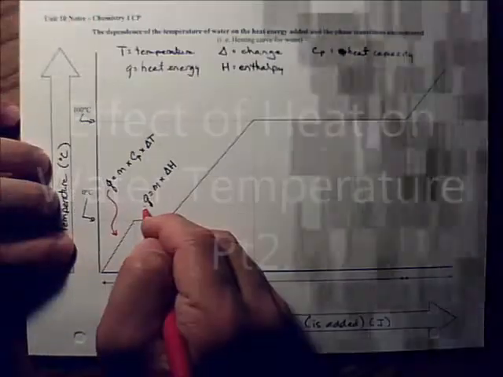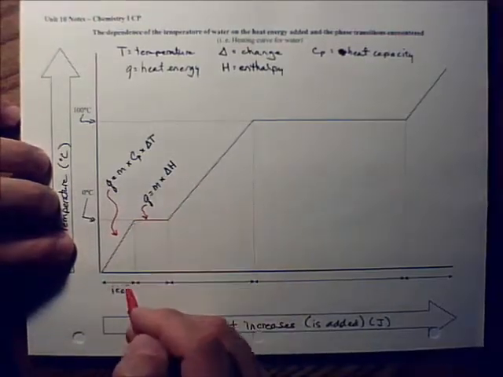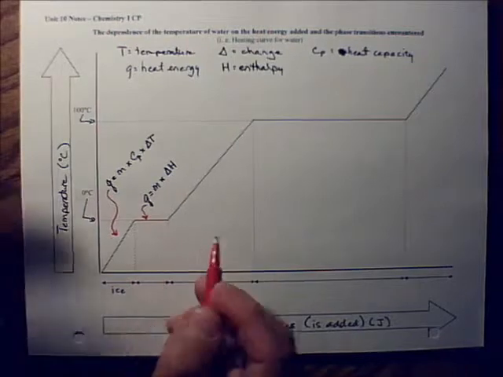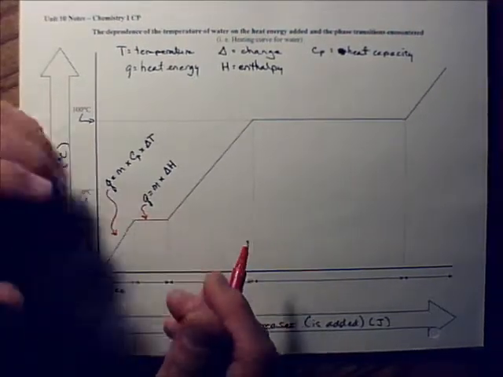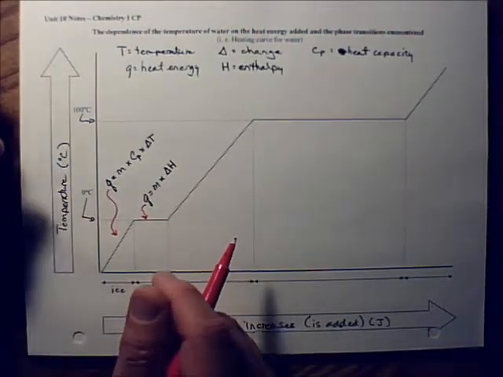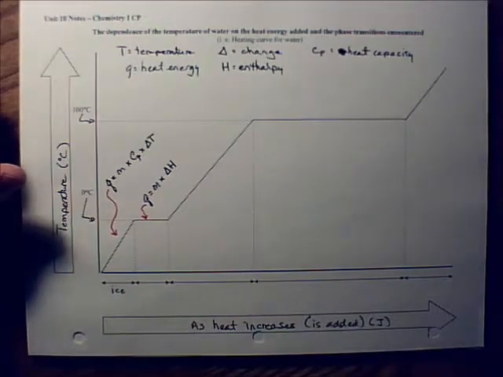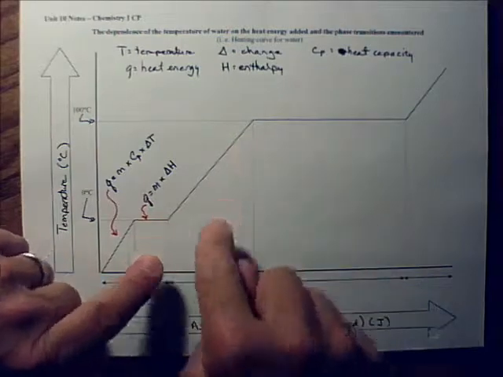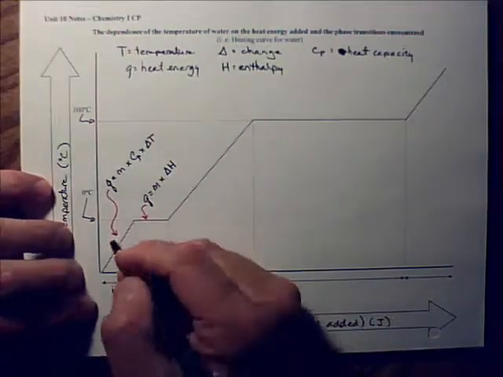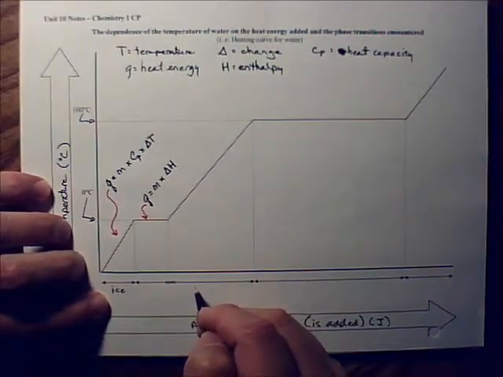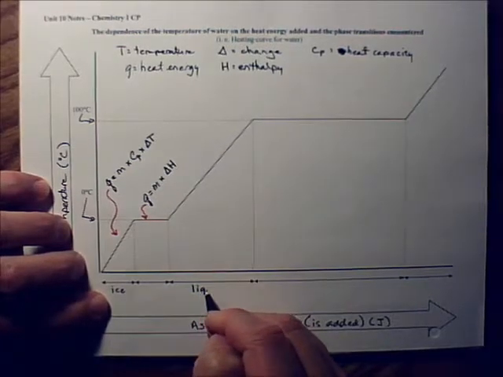So that one fits right here. All right. While we're going from solid to liquid, we're adding heat, but while it's melting, it's not changing its temperature. All right. Now we're back to where we can change the temperature again. This is liquid water then. All right. So this is ice here, and this is liquid then.